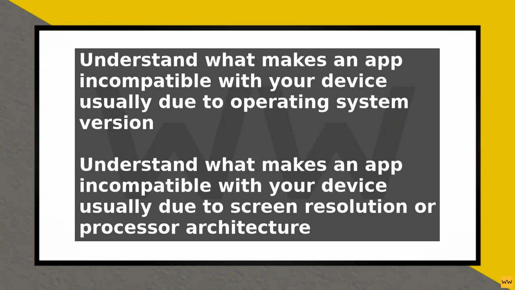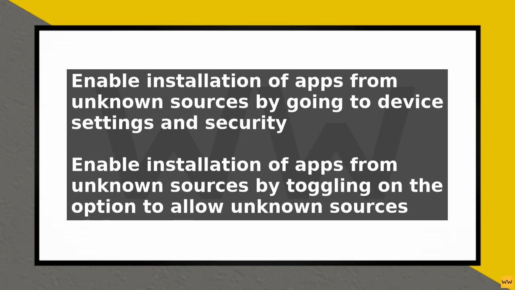To install incompatible apps, you will need to enable the installation of apps from unknown sources. This can be done by going to your device's settings, then security, and finally toggle on the option to allow installation from unknown sources. Next, you will need to download the APK file of the app you want to install.